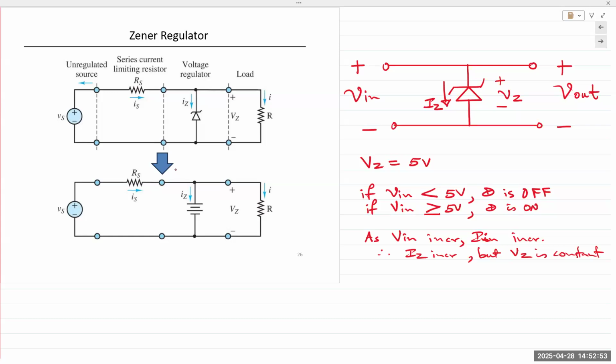So a large amount of current flows through the Zener diode, and the Zener diode provides a pathway for that increased current to flow through. Because the Zener diode is providing a pathway for the current to flow through, it is known as a current sink. A current sink.